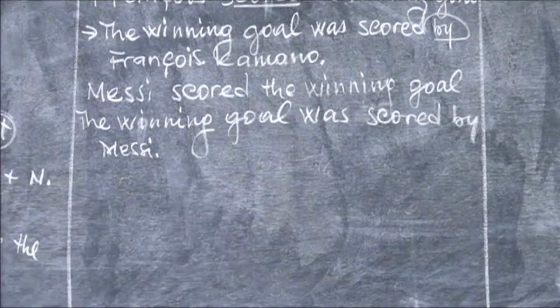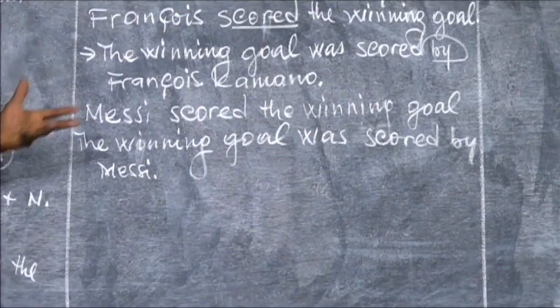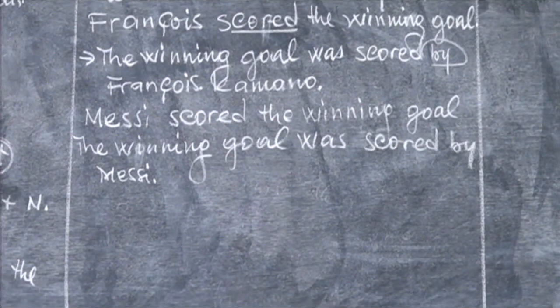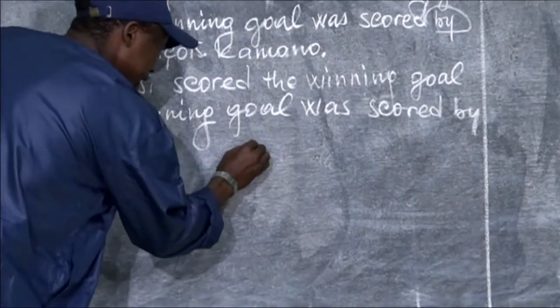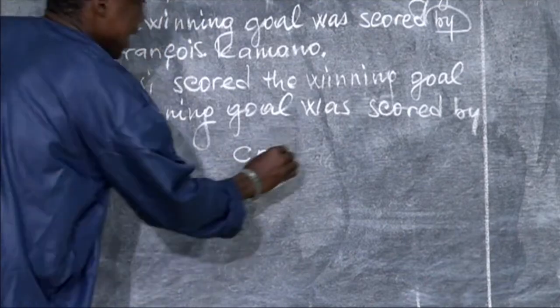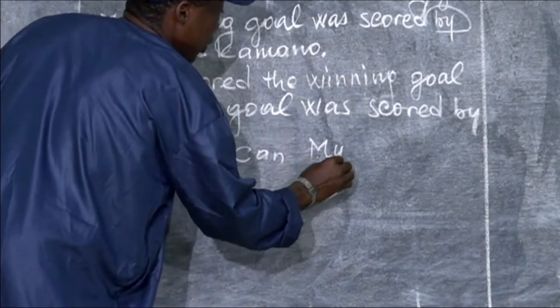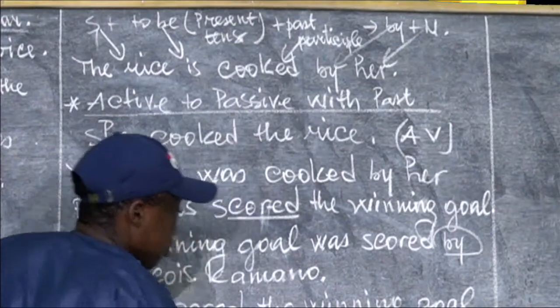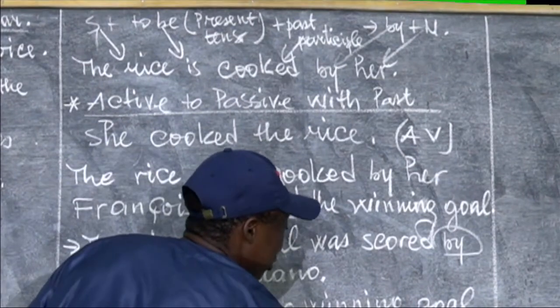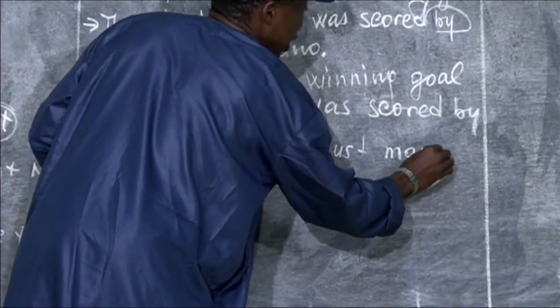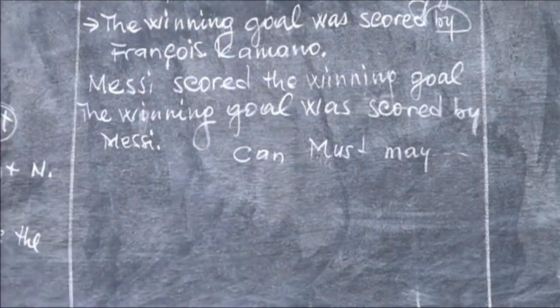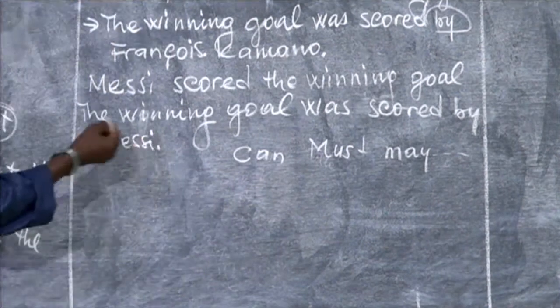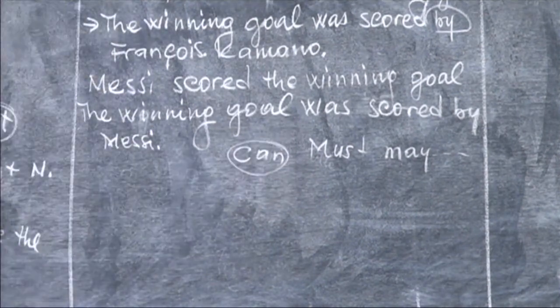We can do it also with the modal auxiliaries like can, must, may, good, and so on. They have also their past tense or their conditional. Example with a modal auxiliary like this.